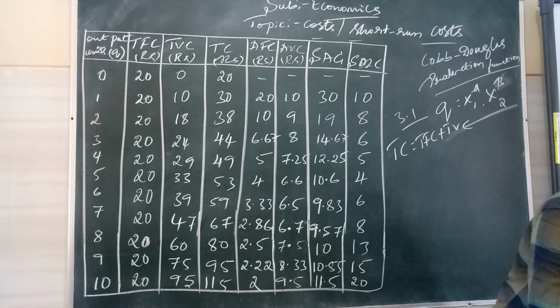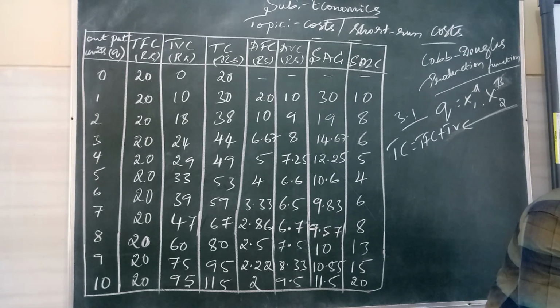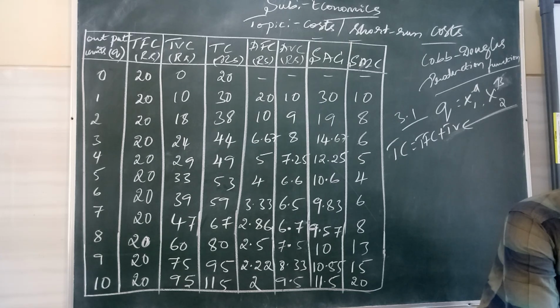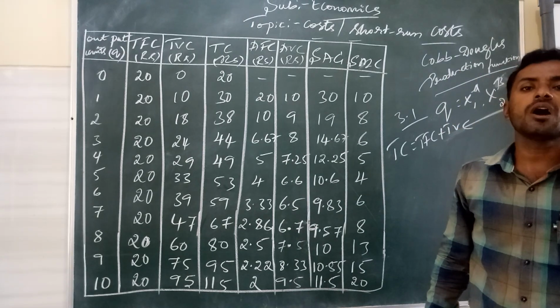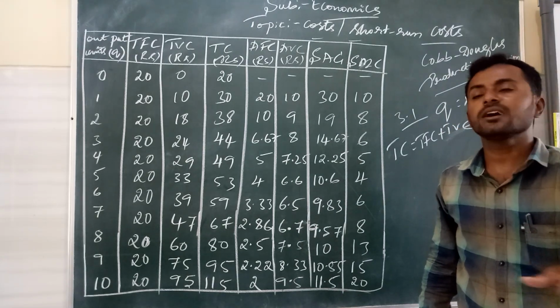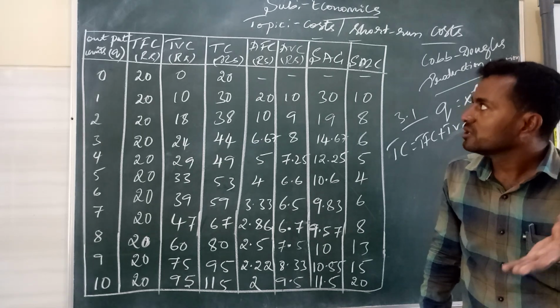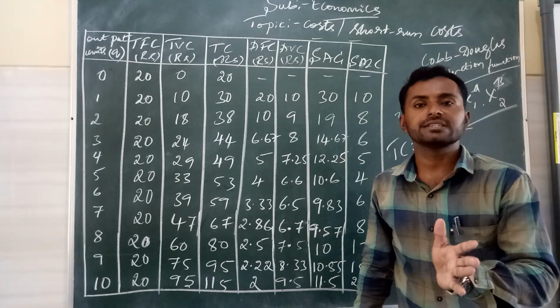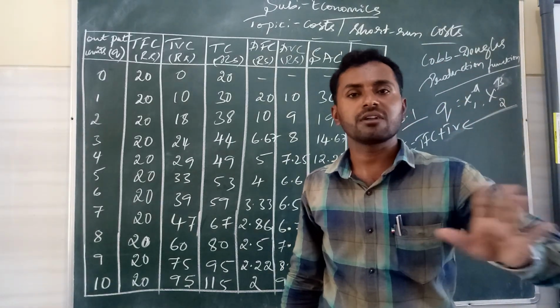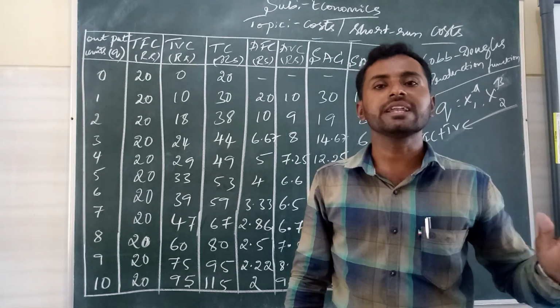In order to increase the production output, the firm must employ more and more variable inputs. That's why the variable cost and total cost will increase. Therefore, as output increases, total variable cost increases, and then total cost also increases. Without cost, we can't do any production.